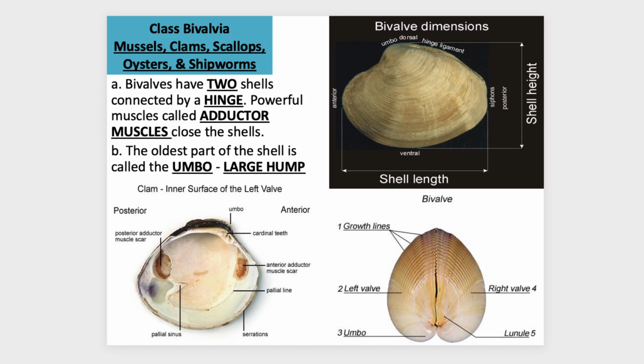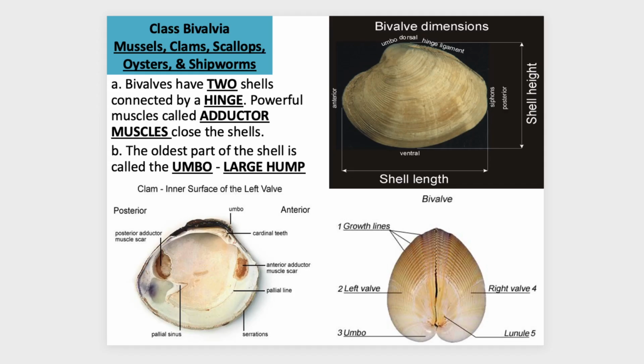For our next class, we have the Bivalvia, so two valves. This is going to be your mussels, clams, scallops, oysters, and shipworms, which are really interesting. They have two shells, and they're connected by a hinge. The muscles that close that hinge are called the adductor muscles. And if you've taken anatomy, to do adduction is to use your muscles to bring your arms and legs closer to your midline. And that's what's happening here. They're adductor muscles because they close the clamshell.